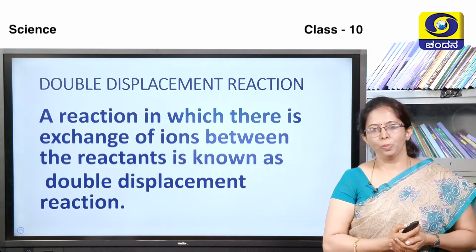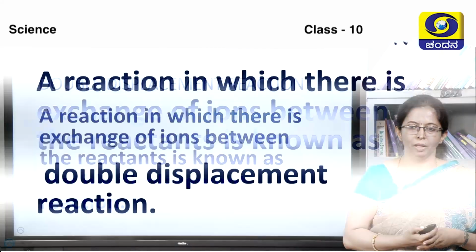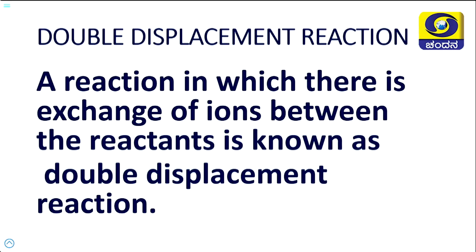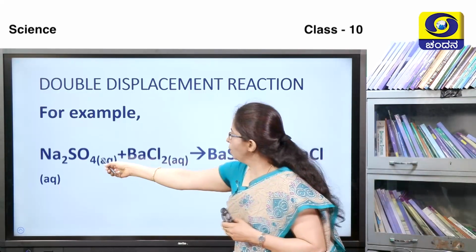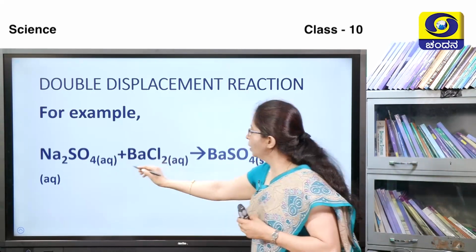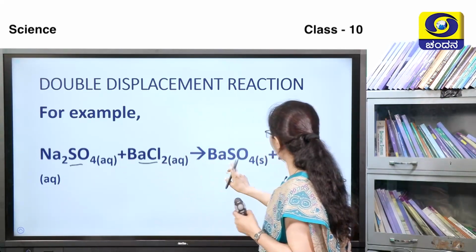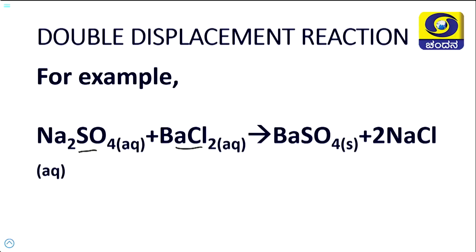So, it is a double displacement reaction. What do you mean by double displacement? Already we studied displacement. What is double displacement? A reaction in which there is an exchange of ions between the reactants is known as a double displacement reaction. Moving on to the next one. An example of a double displacement reaction, as you can see on your screen, is sodium sulphate in its aqueous state reacting with barium chloride to form barium sulphate and sodium chloride. Here you can see there is an exchange of ions. Sodium takes the place of barium and barium takes the place of sodium.